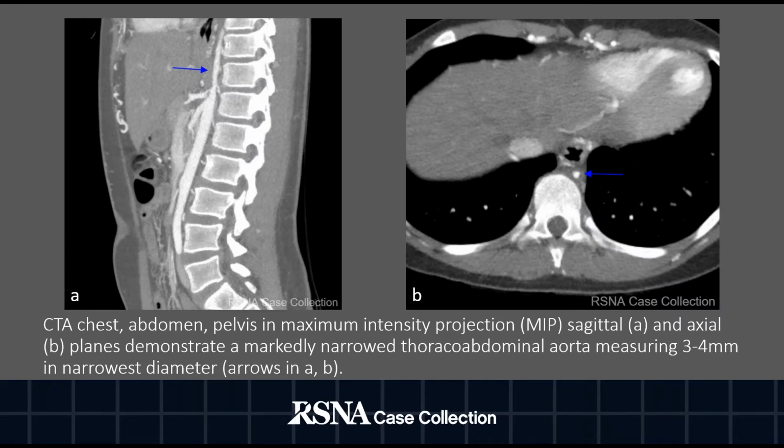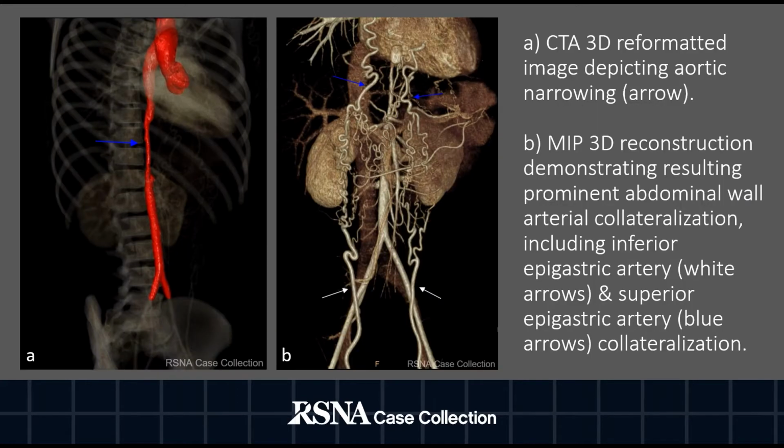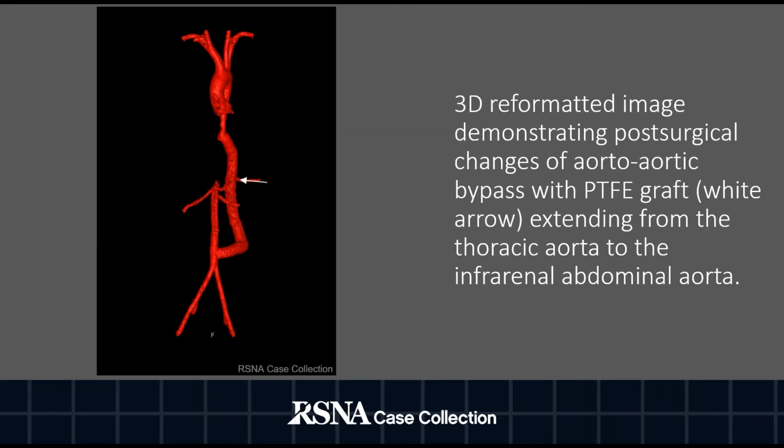CTA of the chest, abdomen, and pelvis was obtained. Maximum intensity projection sagittal images on the left and axial images on the right demonstrate marked thoracoabdominal aortic stenosis, measuring 3 to 4 millimeters in narrowest diameter. CTA 3D reformats on the left further depict this narrowing. A MIP 3D reconstruction demonstrates prominent compensatory arterial collateralization of the abdominal wall, including the superior epigastric to inferior epigastric pathway.